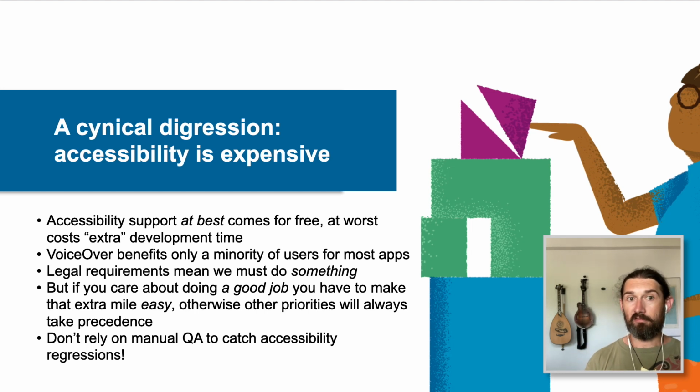Now I want to take a small sidestep and be a bit cynical. This is about when in your development process you want to discover this kind of mistake. Because accessibility is sometimes a bit of a hard sell for the business side of a company. If you're lucky, then you can just use built-in components and accessibility support comes kind of for free, more or less. But typically it will cost some extra development time on top of building the feature itself to also provide support, especially for VoiceOver.